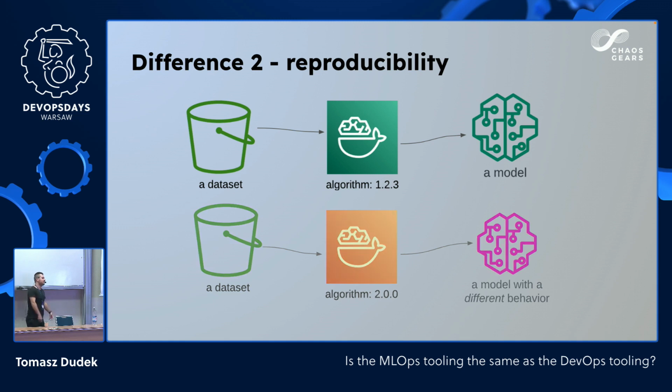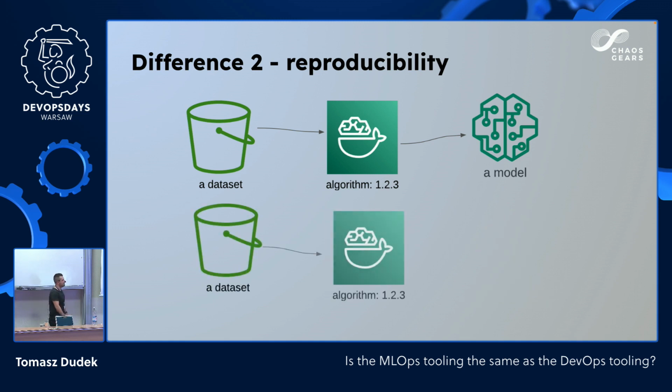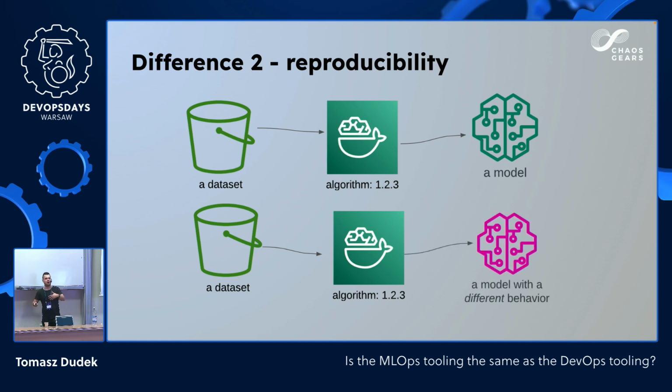And it gets even better because the same data set with the same algorithm, with the same combination of parameters, guess what? It might also produce a model with a different behavior for various reasons. Even because, for example, the first model has trained for a week and the second model trained for an hour. And even though everything looks on the surface the same, you actually did not reproduce whatever your teammate was doing.